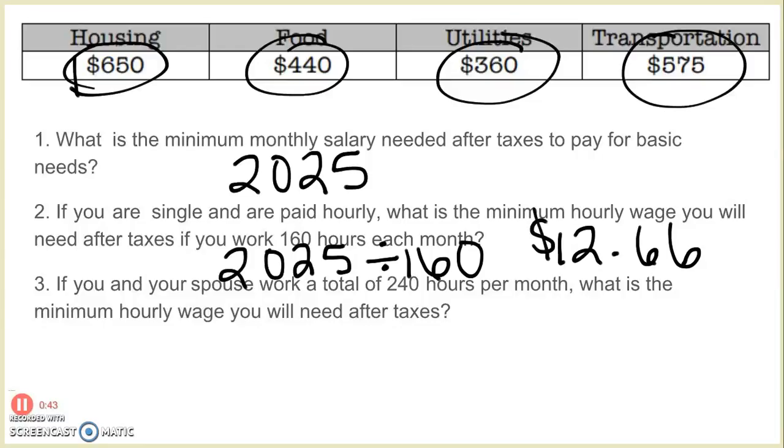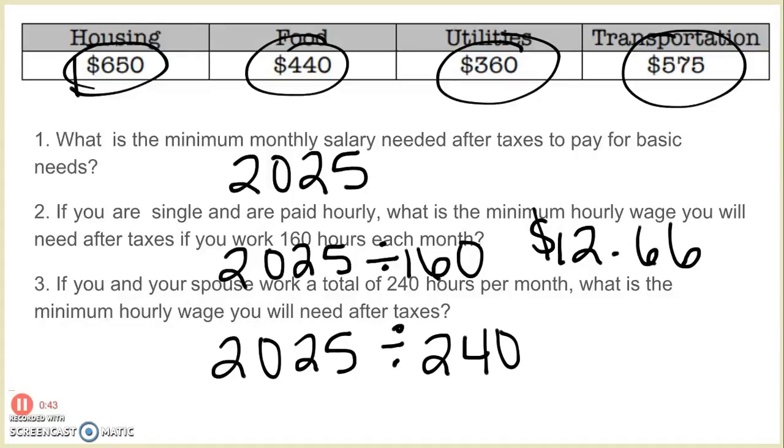Let's take a look at number 3. If you and your spouse work a total of 240 hours per month, what is the minimum hourly wage you will need after taxes? Once again, how do you find the hourly wage needed? You can find the hourly wage needed by dividing the monthly income by the number of hours worked in 1 month. Our monthly income is still $2,025. The number of hours changed to 240. So let's go ahead and divide 2,025 by 240. And you should have got $8.44 for number 3.